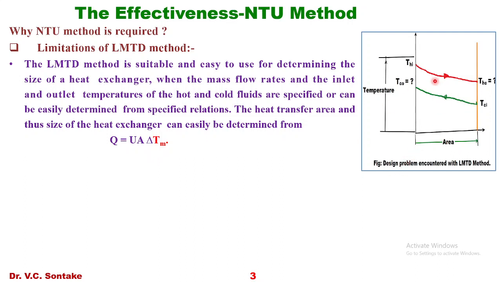For example, for a given counterflow heat exchanger as shown in figure, whose temperatures are varying as shown in figure, that is, temperature of the hot fluid is decreasing from Thi to Tho and temperature of cold fluid is increasing from Tci to Tco. However, the Tco is not known and Tho is also not known. Only inlet temperatures are known. So under this condition, determination of LMTD would become difficult.